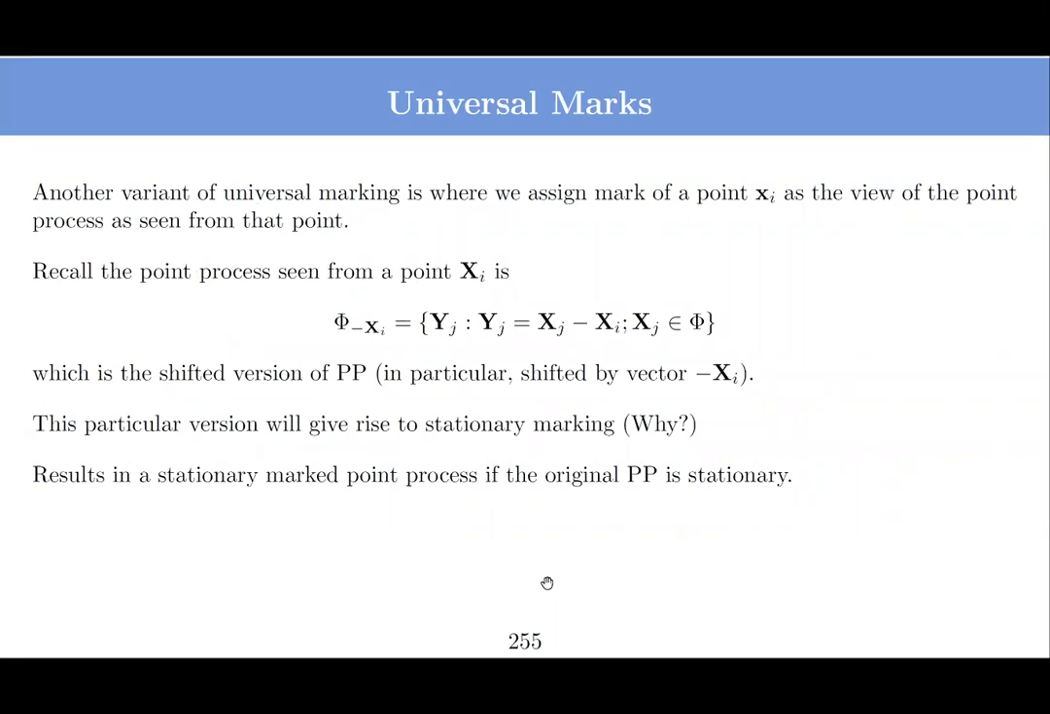And there's another variant which people use: instead of assigning the raw phi as a mark, they assign a local view of phi as a mark. Okay, local view means that from the point, how does phi look like? So this just means that you shift the origin to the point, and then you look at the shifted point process. It will look as if you are the center and the point process is around you. Okay, so inherently phi is still the same, but I get a different shifted version for each point as a mark.